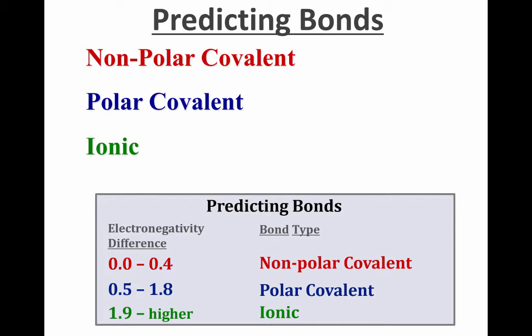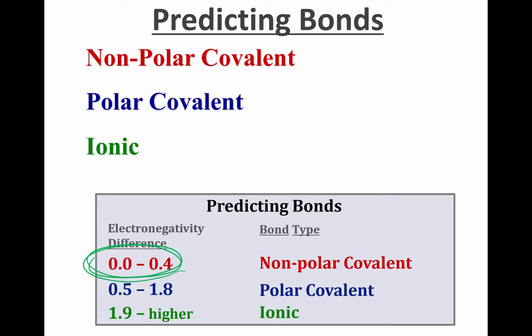There's no charged ends to it. This occurs when both of the atoms have a very similar pull for electrons. In other words, if you were to calculate the difference between their two electronegativities, you would get 0 or something very close to 0.